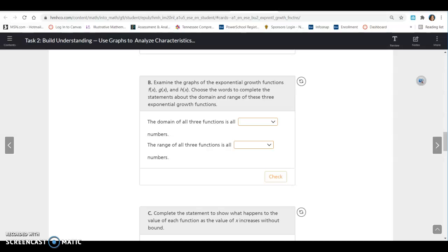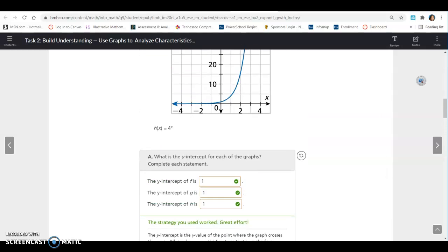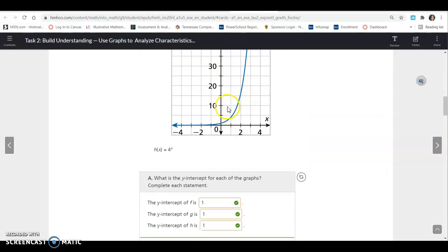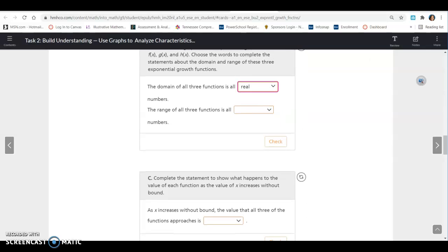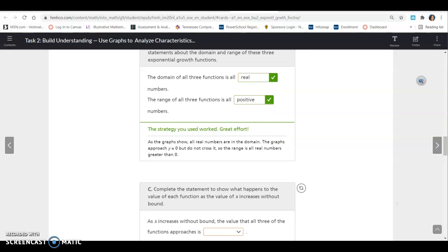Examine the graphs of the exponential growth functions f of x, g of x, h of x. Choose the words to complete the statement about the domain and range of these three exponential functions. The domain of all three functions: you can see they all go left and right forever, so it would be all real numbers. And the range is everything above the x-axis, so you can see these would be all positive numbers for all three graphs. So the range is all positive numbers.